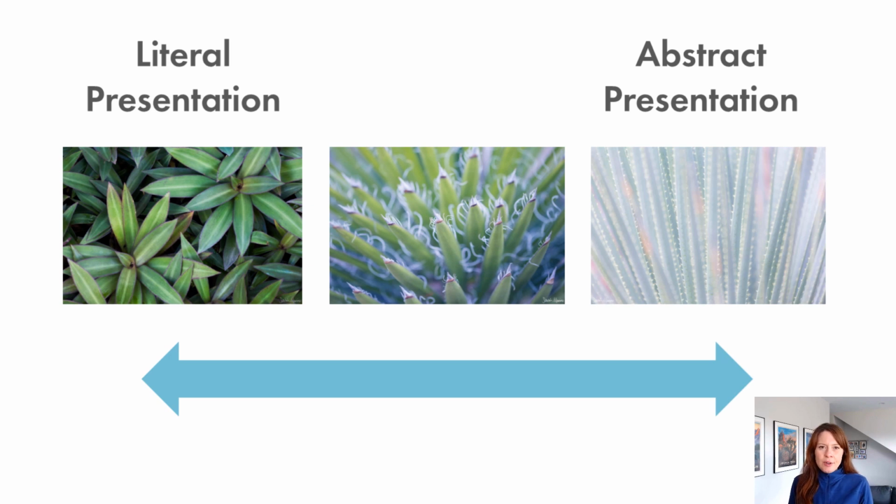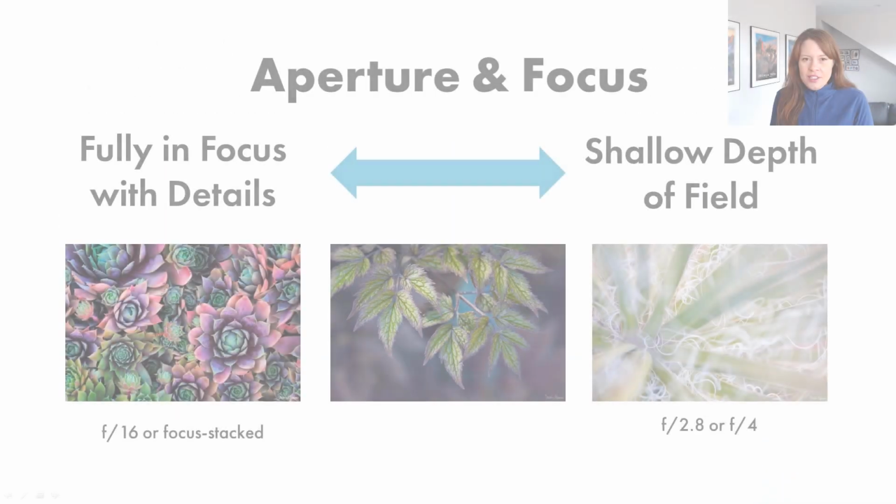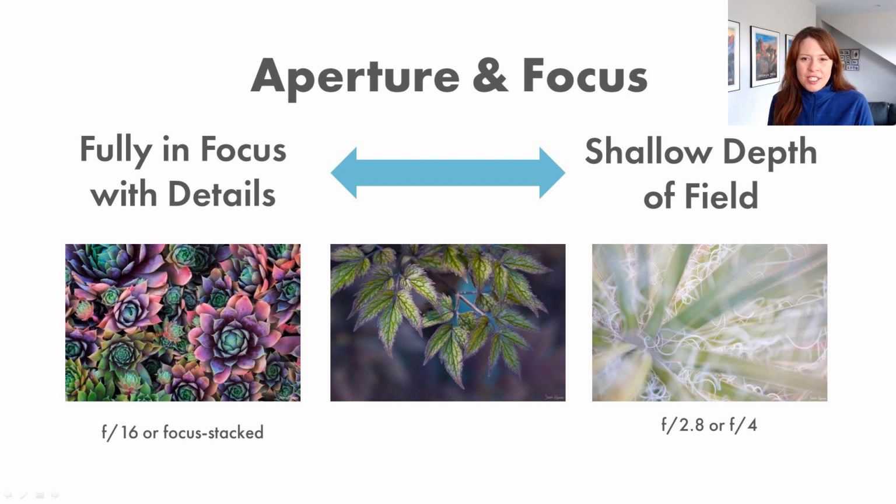So that's the continuum that I think about, from very literal presentations to very abstract presentations with a lot of nuance in the middle. So when we're thinking about that literal presentation versus an abstract presentation, there are two elements that are really, really important. The first is aperture. That setting will determine a lot of how your resulting photo looks. And then the second is focus.